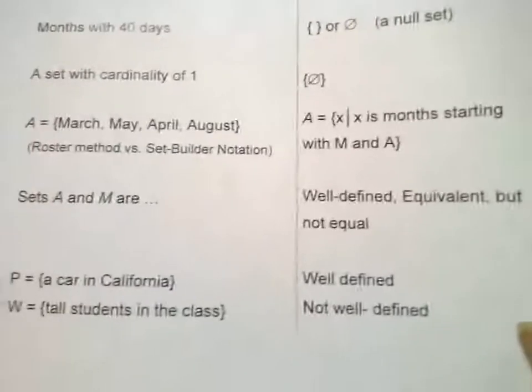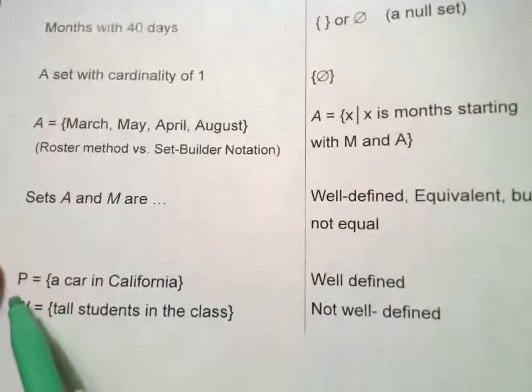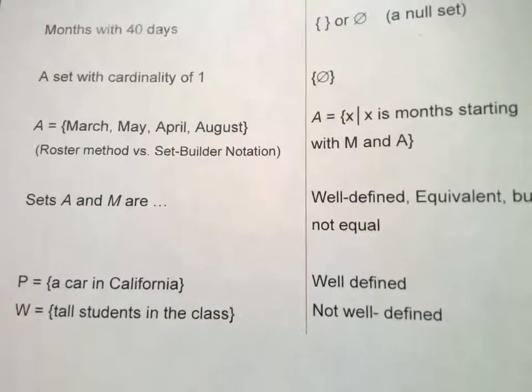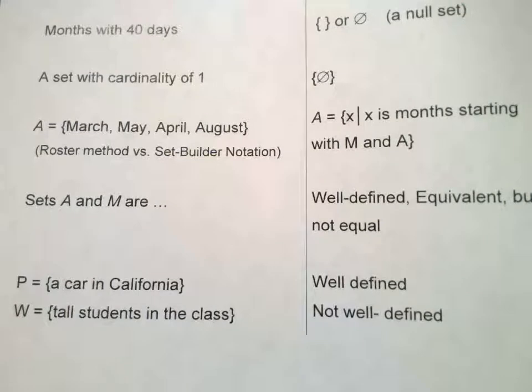Okay. Another set labeled P, a car in California, believe it or not, is well defined. It's different than a cat in California, a tree in California. Is it a car or is it a truck? So it's a car. So that's considered well defined. But W says tall students in class. Well, what do you think is tall? It's not defined. Is it somebody over 5 foot? Is it somebody over 6 foot? That kind of thing. So be careful, slow down with those in the homework.